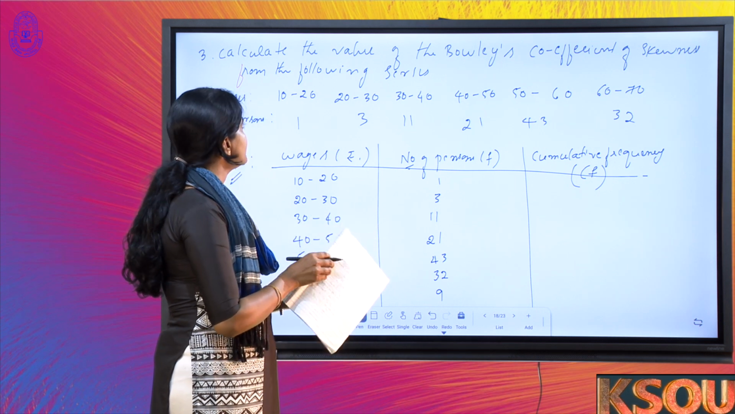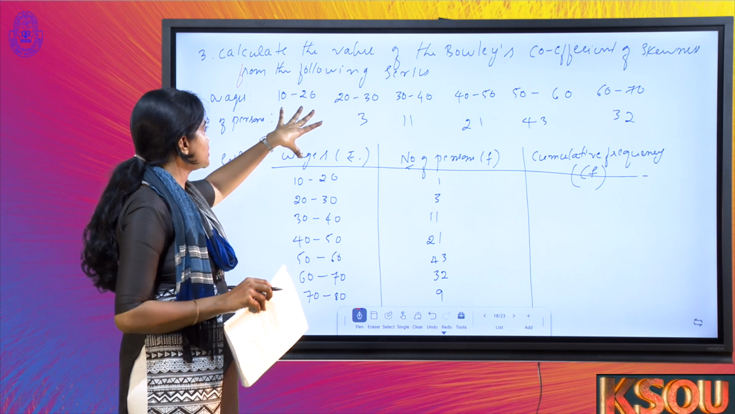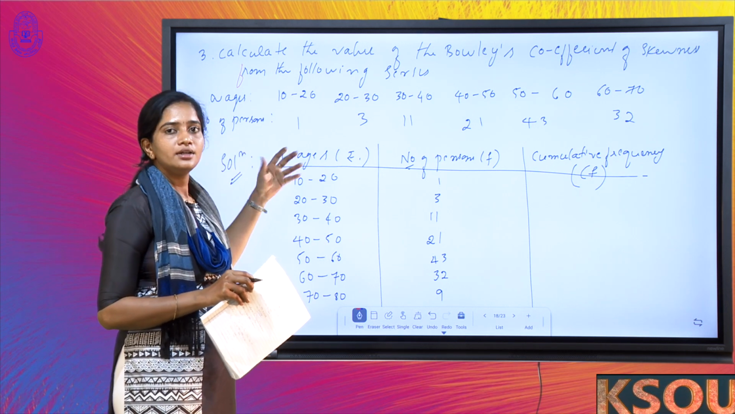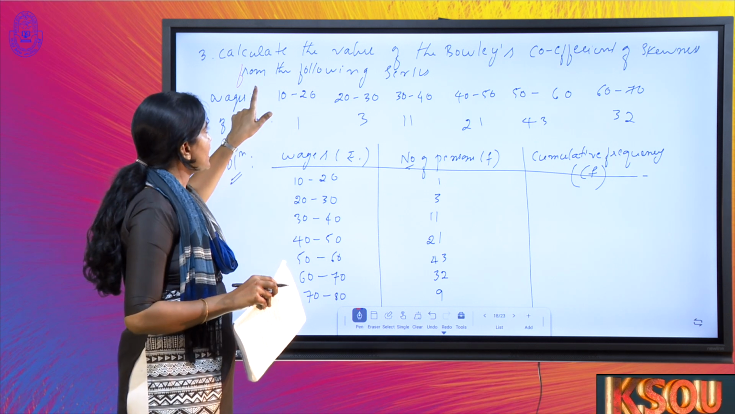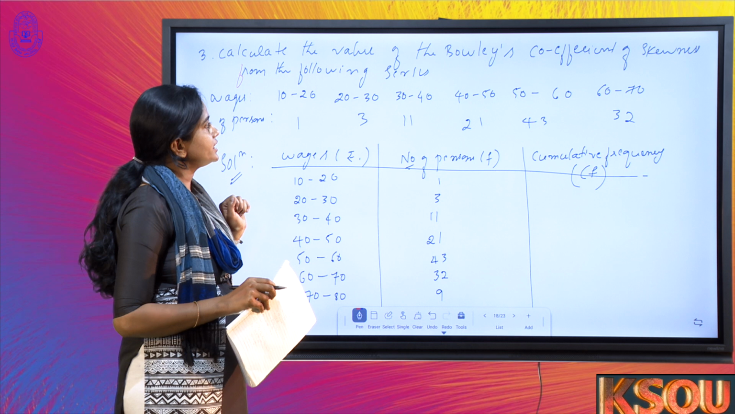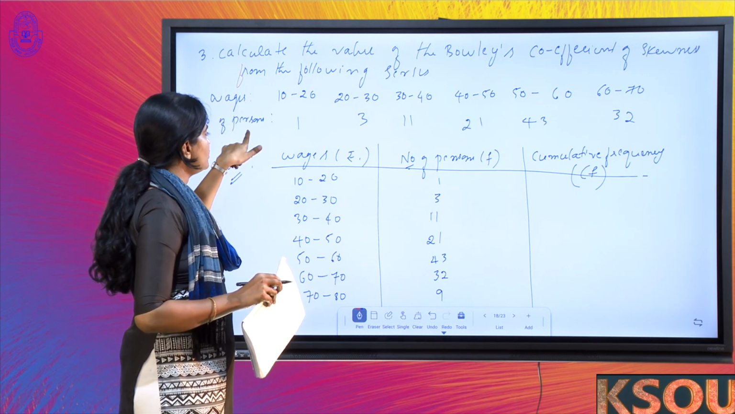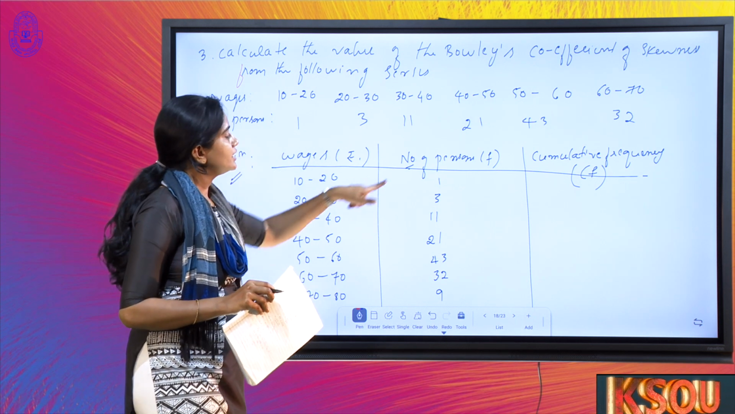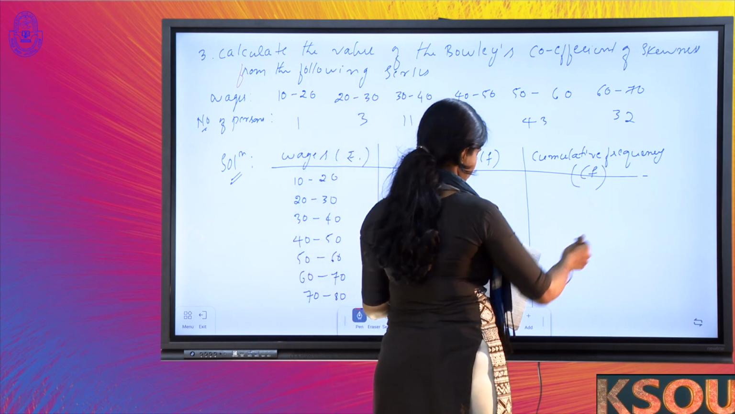So, let us see another example with respect to the continuous class interval. In the previous example, we had taken a discrete series; here we have a continuous series. Calculate the value of Bowley's coefficient of skewness from the following series. You have wages and number of persons. So, you can take here wages, number of persons and cumulative frequency values.